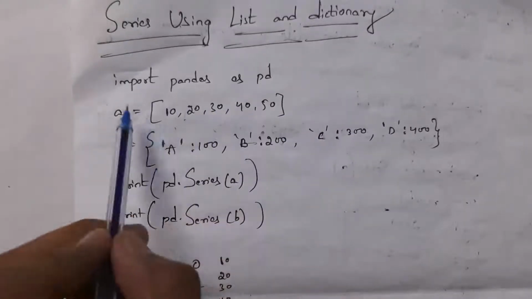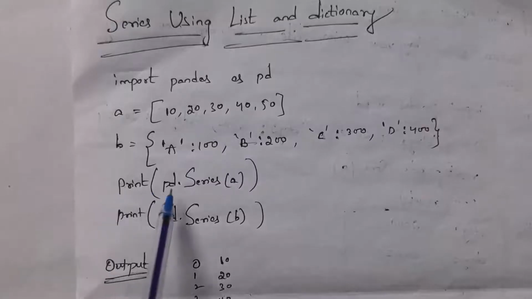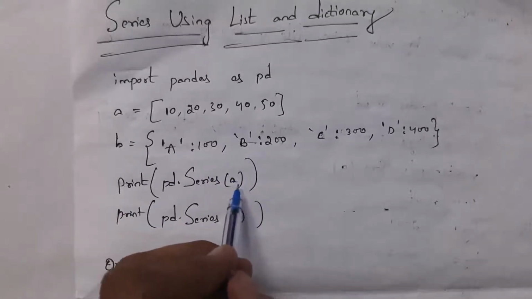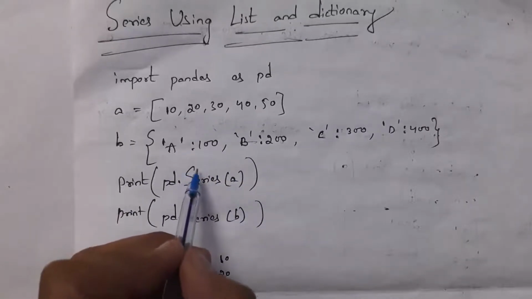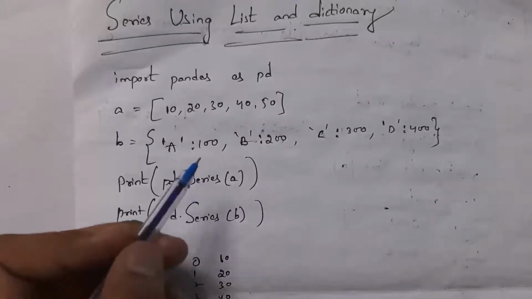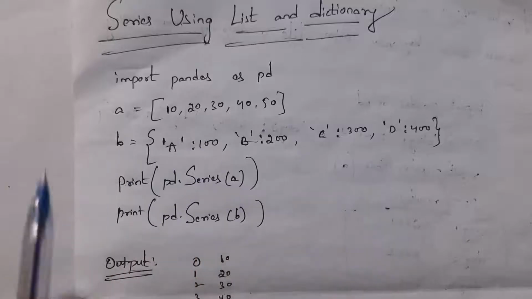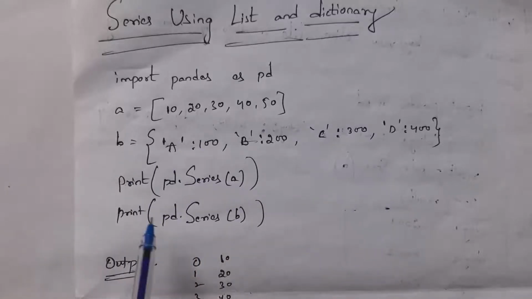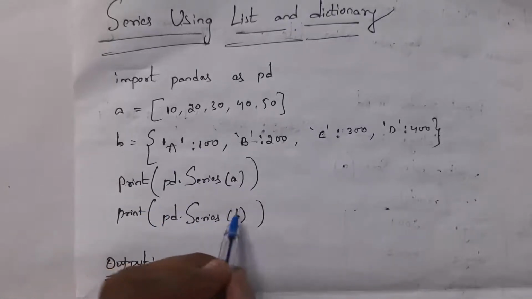My list is present in variable A. So write here print pd.Series(A). Guys, just remember that for Series, S is a capital letter. And similarly next I will create a series using a dictionary. My dictionary is present in variable B. So write here print pd.Series(B).